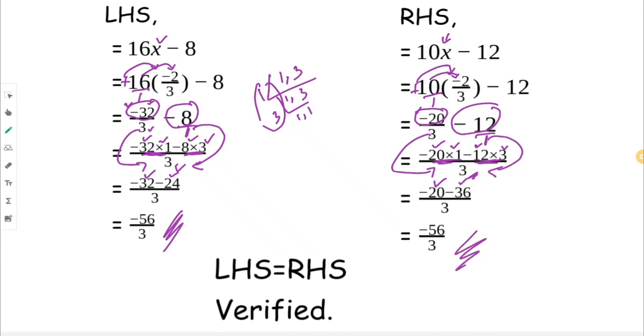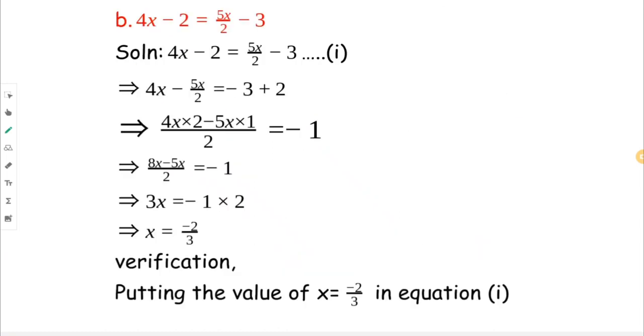You can see that they're equal, right? Left hand side equals right hand side. So it is verified. Alright, B. So once again, 4x minus 2 equals 5x by 2 minus 3.